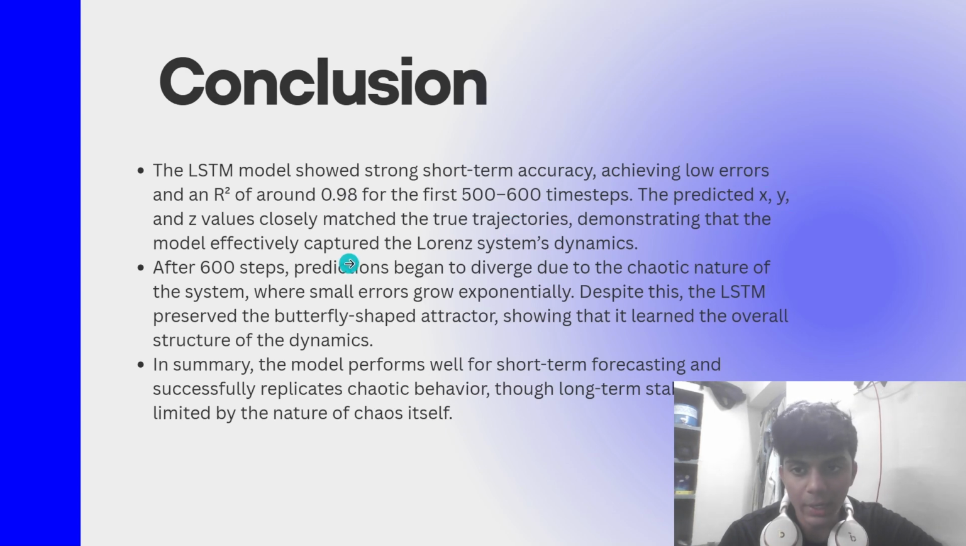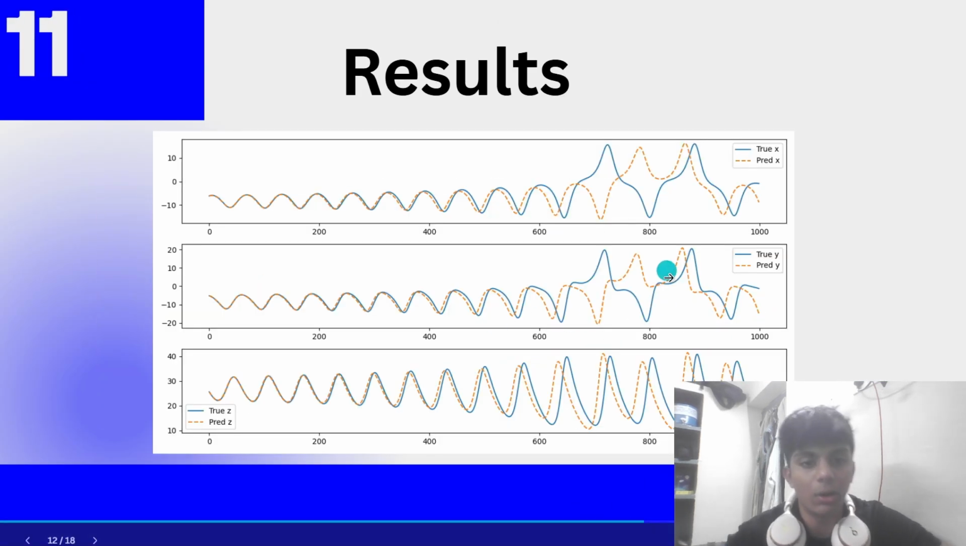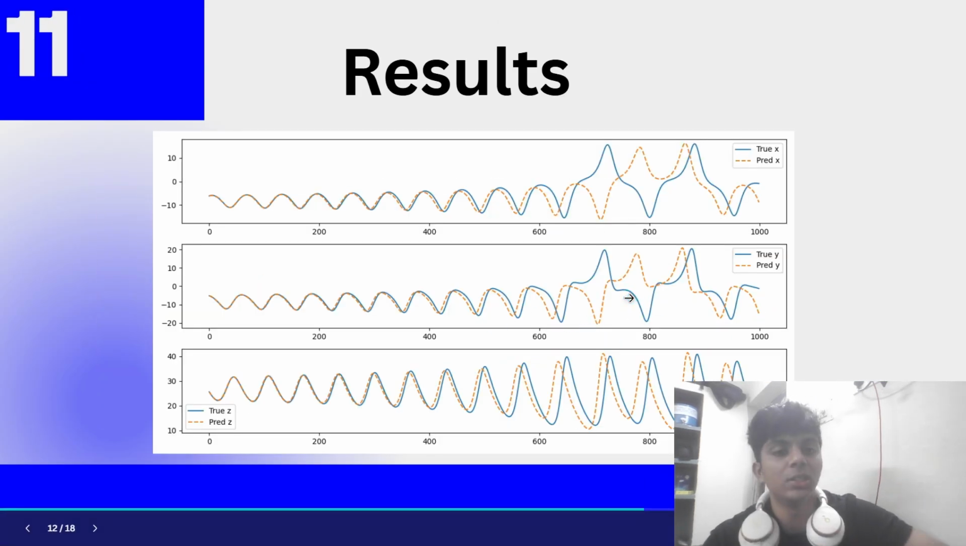Concluding the whole project, for the first 500 to 600 steps, 0.98 was the R square value, and the predicted XYZ very closely matched the true trajectory, demonstrating that the model worked effectively for short-term predictions of the Lorenz system. After 600 steps, the prediction began to diverge due to the chaotic nature of the system, where small errors grew exponentially. Despite this, as I had also mentioned earlier, the LSTM maintained the dynamical and chaotic nature of the Lorenz system, and it did behave like a Lorenz attractor, but just with different initial conditions.